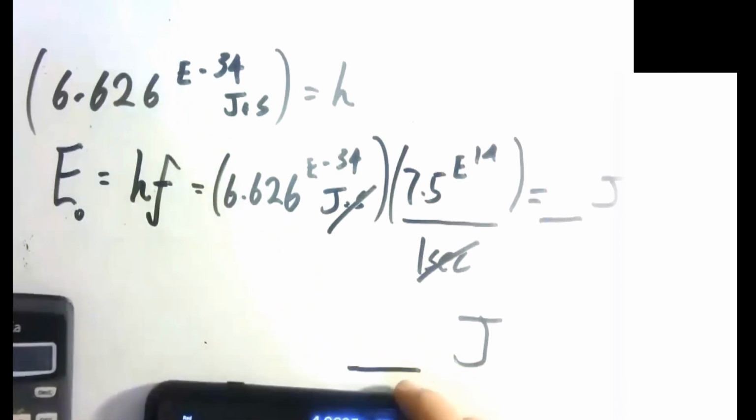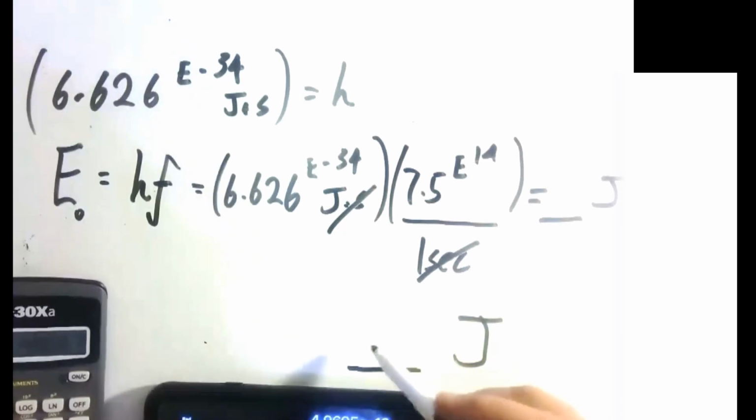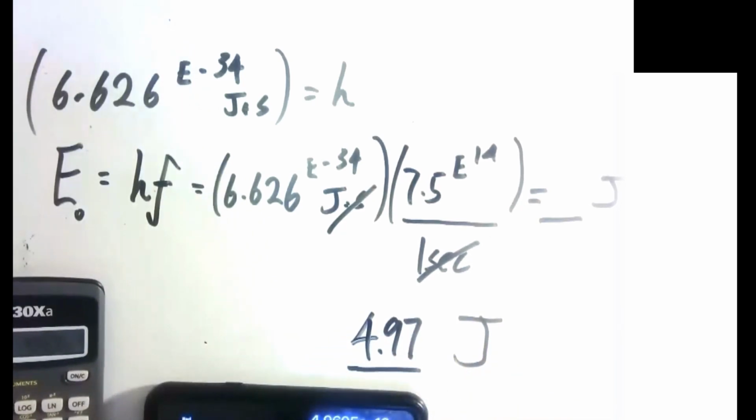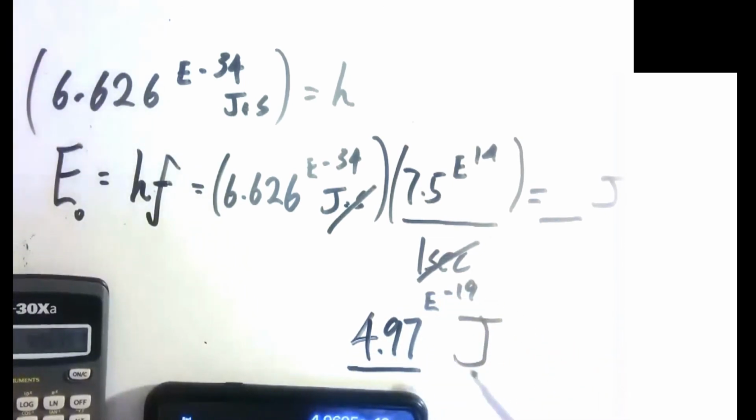This is pretty much the same thing that we had here. So we'll round that to 4.97, times 10 to the negative 19th, which of course is very small, but hey, we're talking about a single photon, a single particle, a single light wave. And the unit, of course, which didn't get canceled, is the joules.